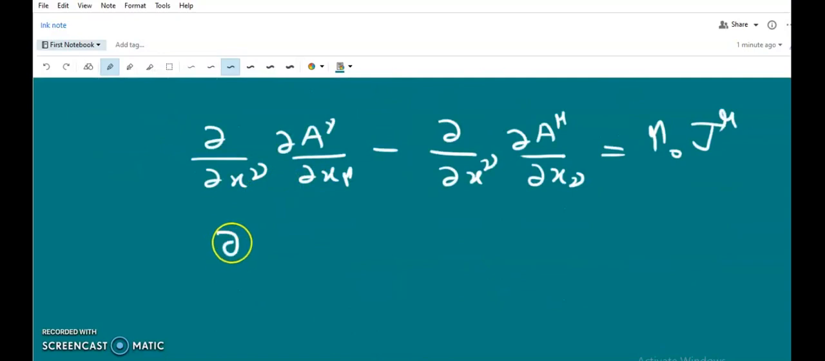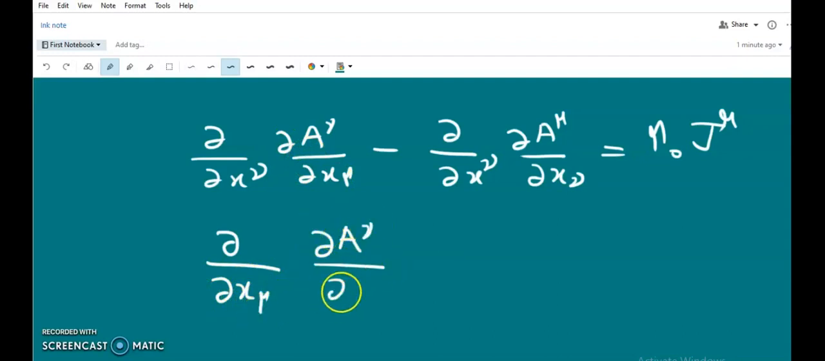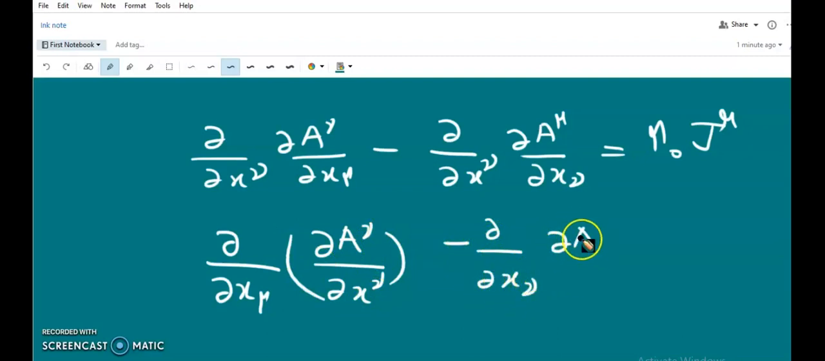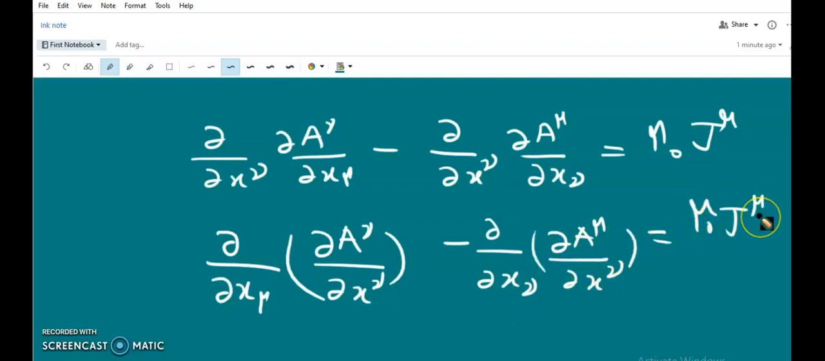For a higher order differentiation, the order is not important. So ∂/∂x_μ of ∂A^ν/∂x_μ, minus ∂/∂x_ν of ∂A^μ/∂x_μ. One is covariant and the other is contravariant, equal to μ0 J^ν. The order is not important. So this is equation number 4.